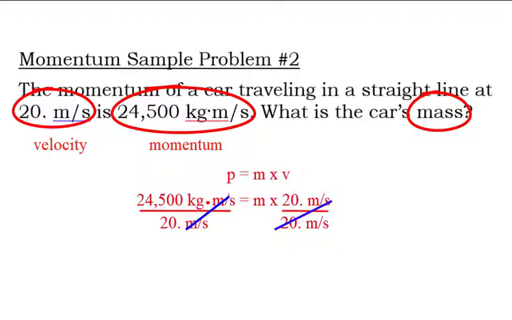Once we divide the left side of the equation by 20 decimal point meters per second, you'll notice that the meters per second as units will cancel out, leaving us with the desired unit of kilograms. Our final answer for the mass of the car is 1.2 times 10 to the 3 kilograms.